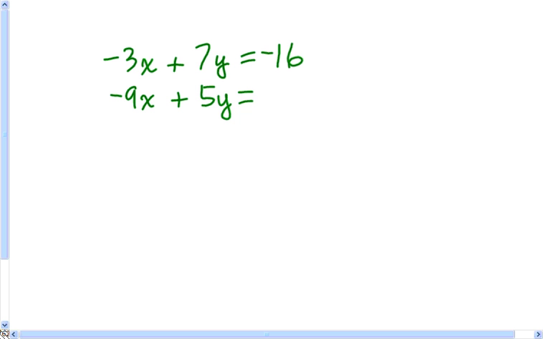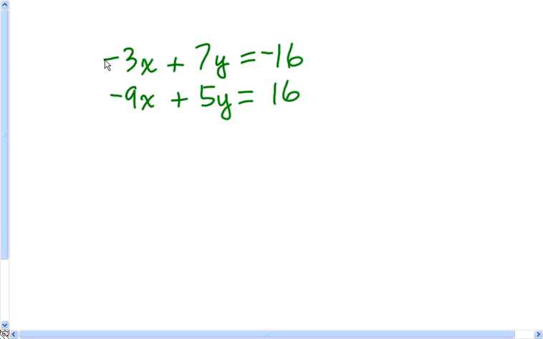Let's say we have this equation, negative 3x plus 7y equals negative 16, and we have negative 9x plus 5y is equal to 16. All right, and we're going to use matrices to solve that system.